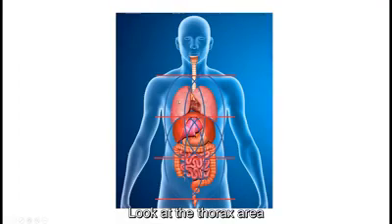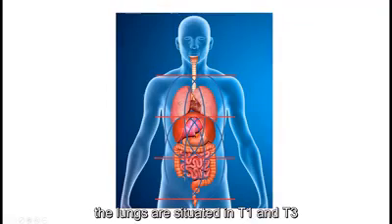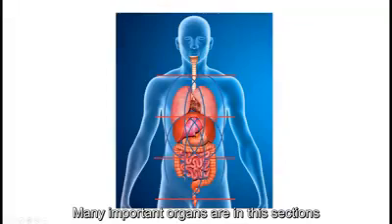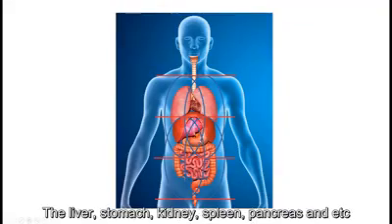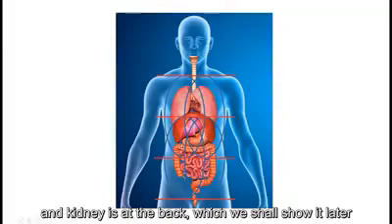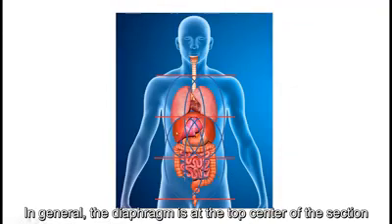Look at the thorax area. It covers the lung and heart. As you can see, the lungs are situated in T1 to T3. The heart is at the center, at T3. At the abdomen section, many important organs are in this section: the liver, stomach, kidney, spleen, pancreas and so on. The spleen and pancreas are covered by the stomach, and the kidney is at the back, which we shall show later. In general, the diaphragm is at the top center of the section.